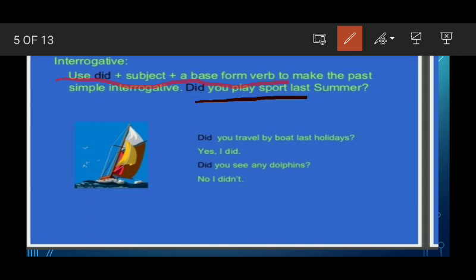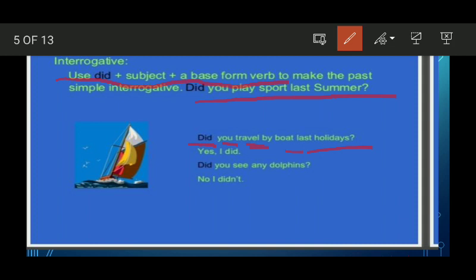Did you play sport last summer? Did you play? Now, my dear students, here is the rule. You can see once again, did plus subject plus base form of the verb. In the same way, look at the next example: did, helping verb, after that subject you, then base form of the verb travel, and then the objects, the other words, by boat last holiday. It has now become the interrogative sentence. Did you travel by boat last holidays?